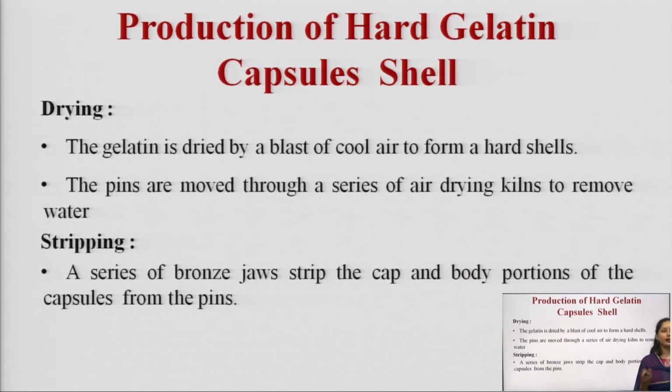Then drying. The gelatin is dried by a blast of cool air to form a hard shell. The pins are passed through a series of air dryers to remove water. The molds are subjected to cool air, so that the gelatin film gets solidified over the pins. Now, stripping. In this process we strip the cap and the body portion. A series of bronze jaws strip the cap and the body portion of the capsule from the pins.